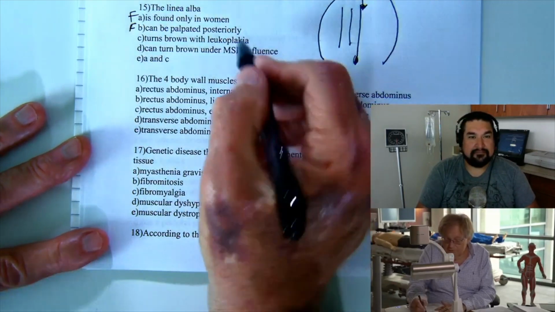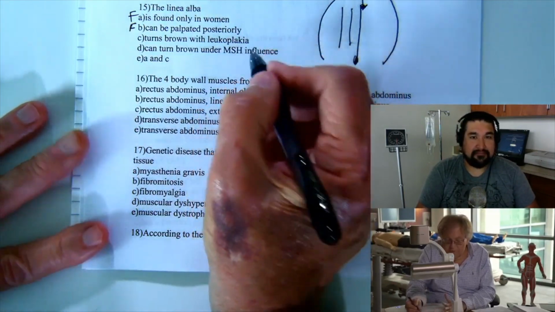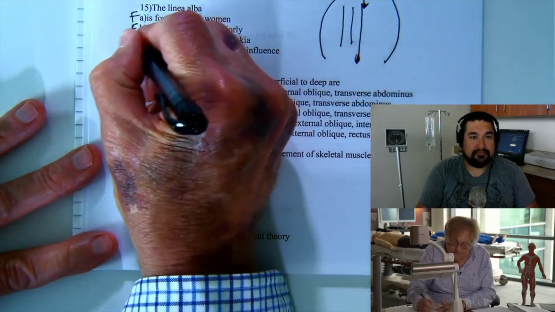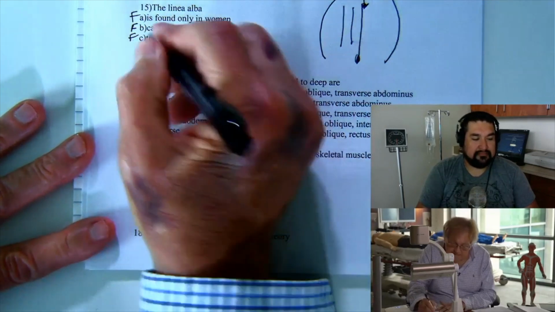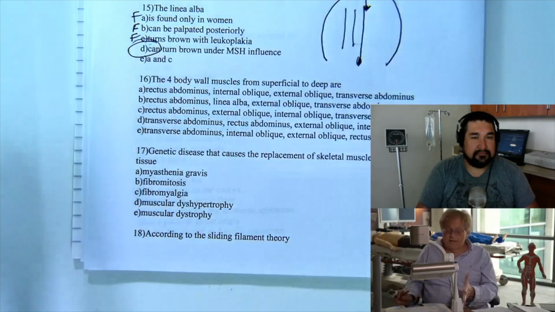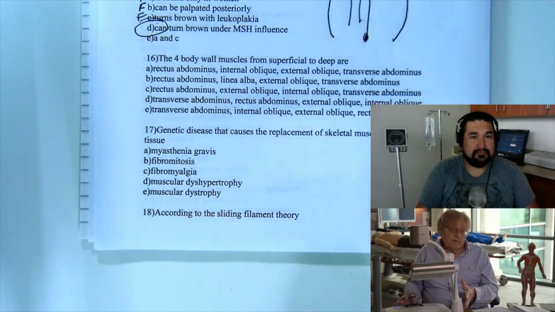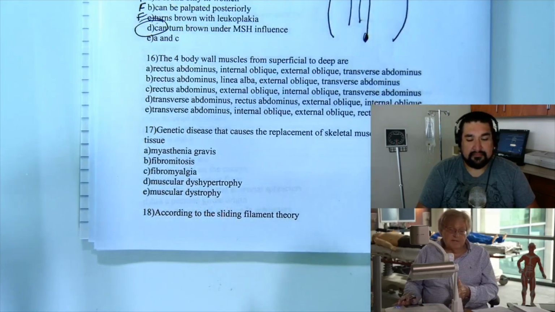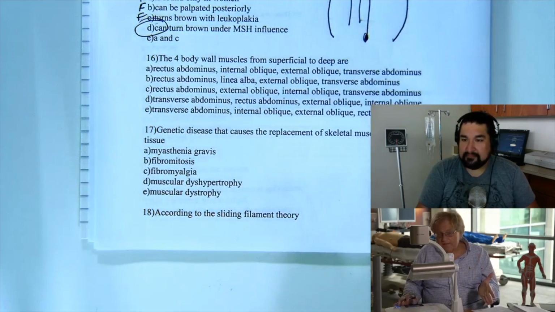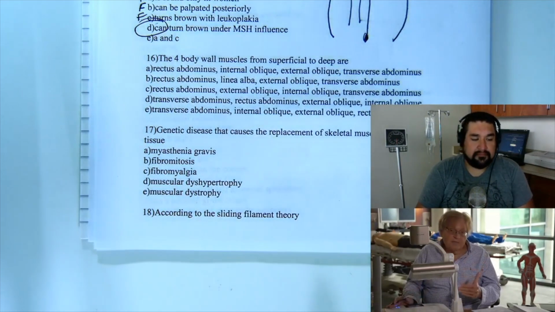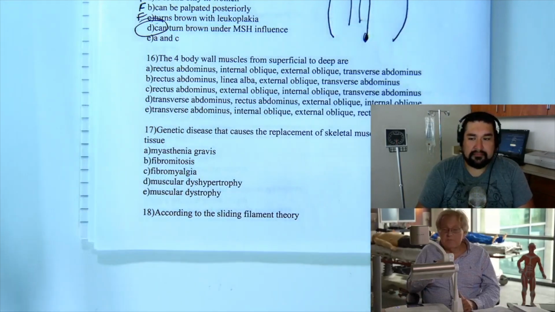Turns brown with leukoplakia. Look up the word, but you'll see leukoplakia is white spots in your mouth, so that's false. Can turn brown under MSH influence. That's the only true answer because MSH is melanocyte stimulating hormone produced by the anterior pituitary, and that's why, when a woman is pregnant and has a fairly well-developed abdomen, you'll see a brown line running from the base of the sternum down to the pubic symphysis.